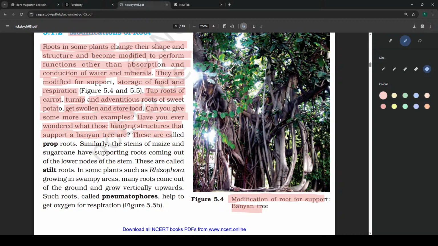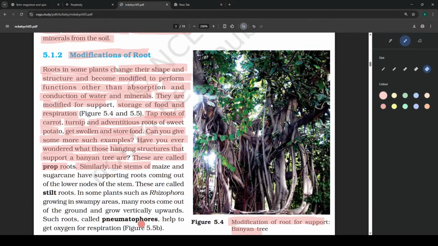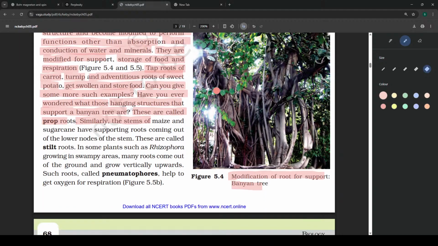Have you ever wondered what those hanging structures that support a banyan tree are? These are called prop roots. Similarly, first let's get a clarification here. These are adventitious roots we know. In the banyan tree, the support is given by roots, that is adventitious roots. These supporting roots are called prop roots. Prop roots give mechanical support to the banyan tree.